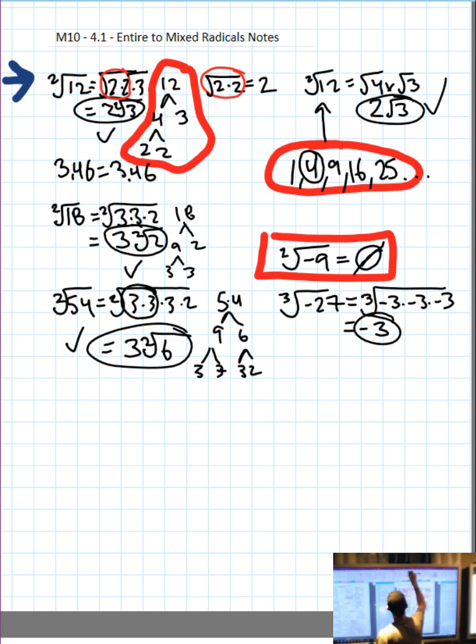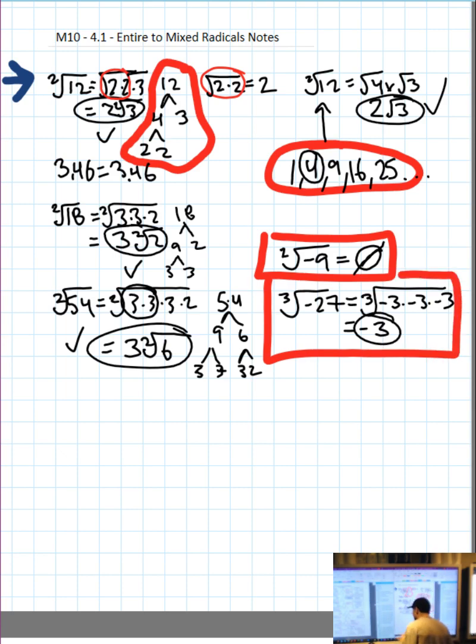Okay, so we just saw cube root. And we can take a cube root. We can actually take any odd root. So if this little number is an odd number, we can do it. And if it's even, we can't even root a negative. We can odd root a negative, but we can't even root a negative.